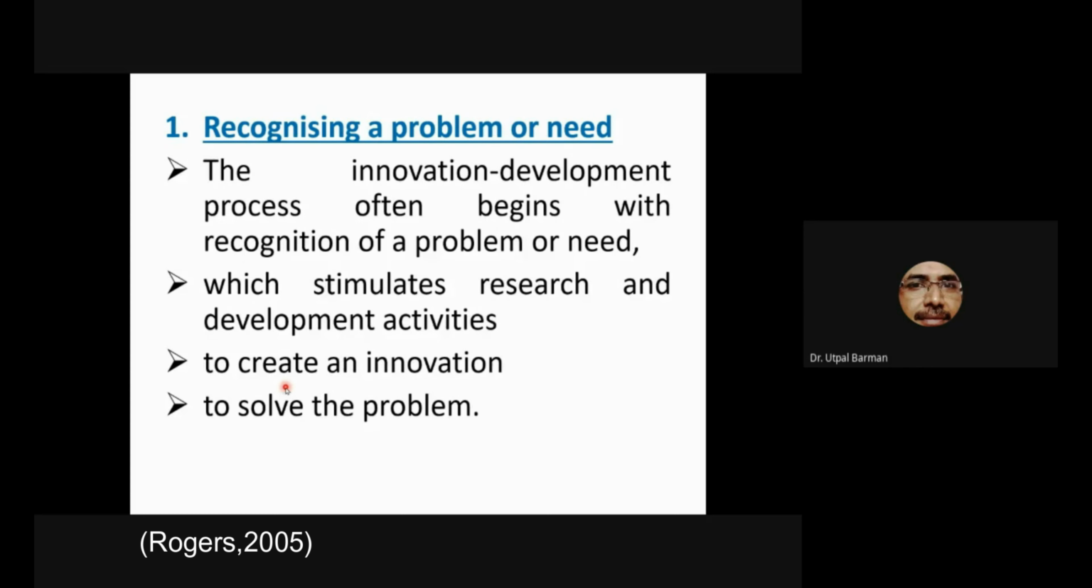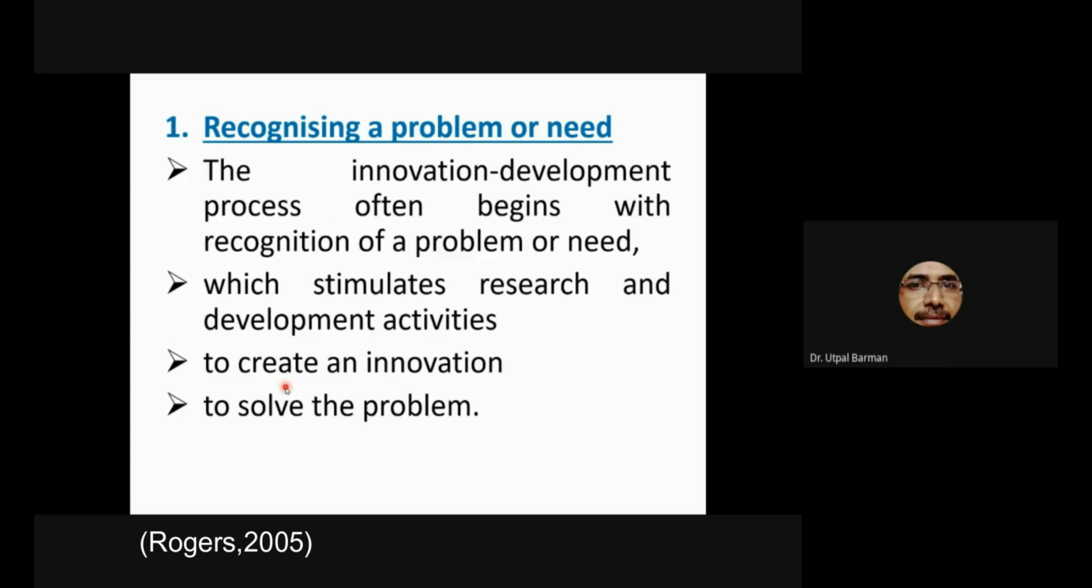So things are also important in case of innovation, not only the real problem or need. Based on these two, mainly the innovations are developed. Then after recognizing the need, that this is the need or this is the problem, now we have to develop. Before development of the technology, there are two parts. One is basic and another is applied research.